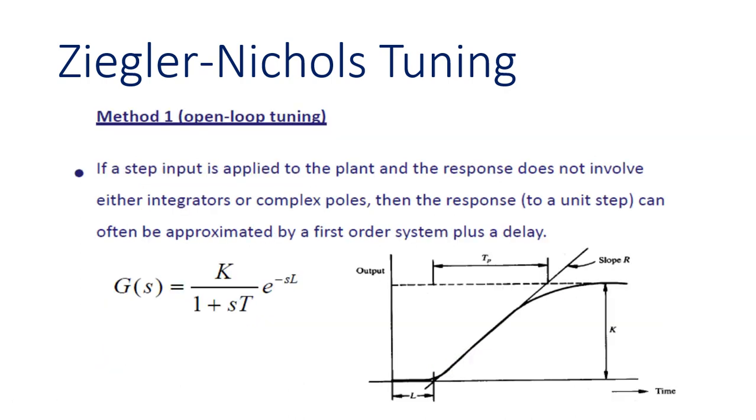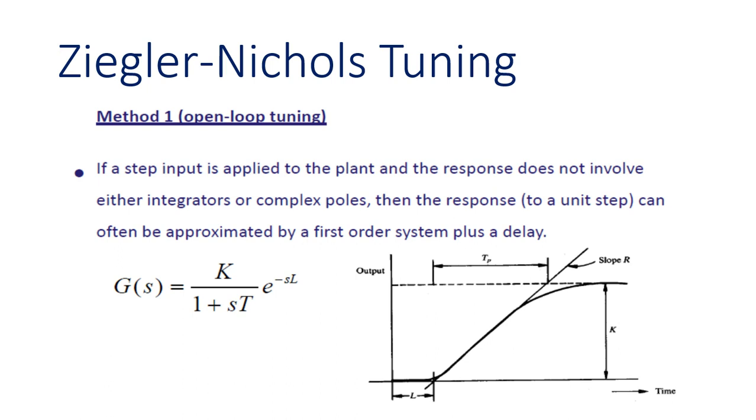Now let's consider the first method, which is also known as open loop tuning. What you do is, if a step input is applied to the plant and the response does not involve either integrators or complex poles, then the response to a unit step can often be approximated as first order plus a delay. This is the basic idea. We approximate our system either in first order or in second order.